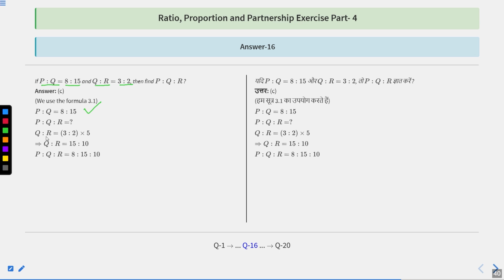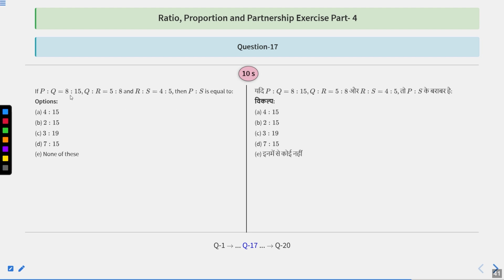Multiplying Q ratio R by 5, we get 15:10. So in the first ratio Q is 15, and in the second ratio we again make Q 15. So P ratio Q ratio R becomes 8:15:10. C is the correct answer. Next one.